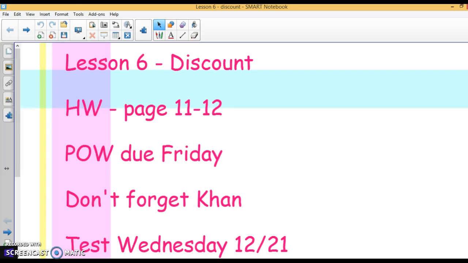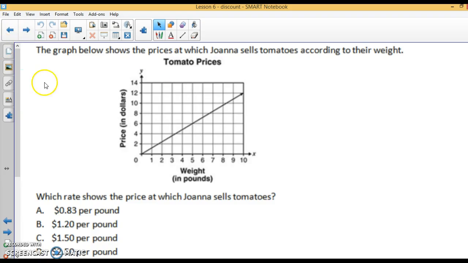All right, this is the percent unit lesson 6, discount. The homework that goes along with this is page 11 and 12. Okay, I want you to pause the video and do this problem.